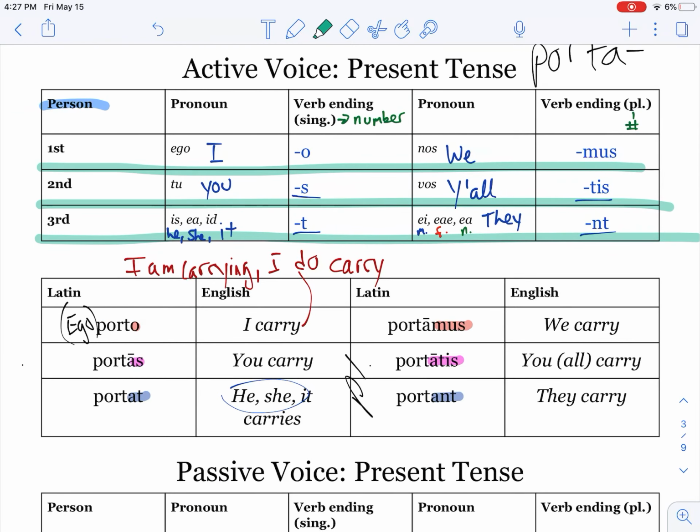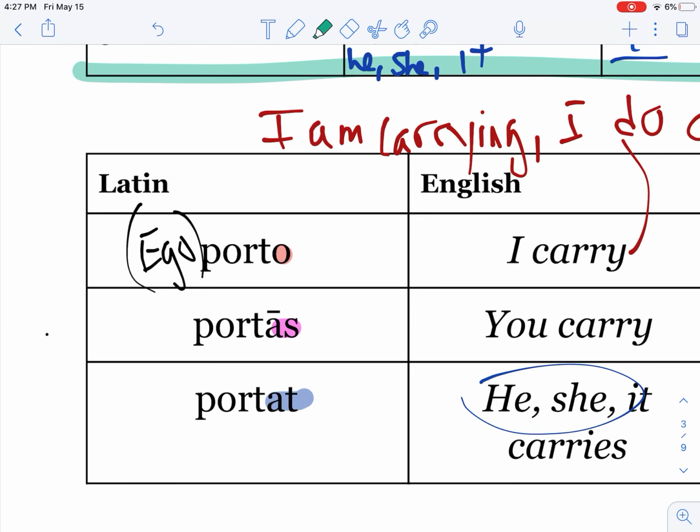So let's take a look at what that means, because in Latin, I don't have to have ego, tu, is, ea, id. I don't have to say ego porto. Porto on its own means I carry. Portas on its own means you carry. Portat on its own means he, she, or it carries. And whether it's he, she, or it depends on the context of the sentence.